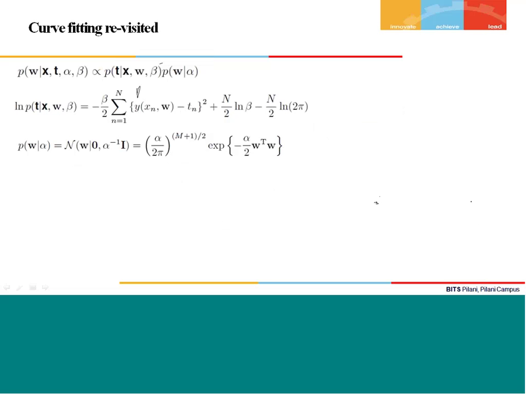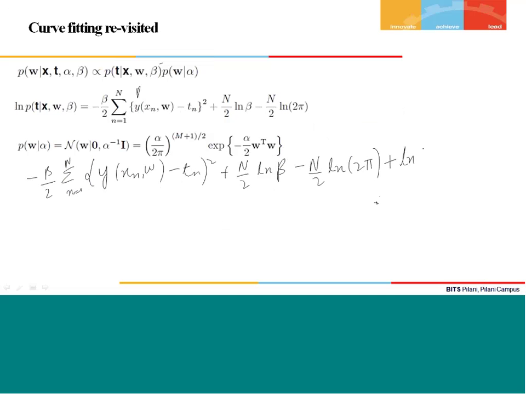So if I write this, the whole expression will be like this: minus beta by 2 sigma n equals 1 to N of y(x_n, w) minus t_n squared, plus N by 2 log beta, minus N by 2 log 2 pi, plus ln of alpha by 2 pi to the power m plus 1 divided by 2, minus alpha by 2 w transpose w. This is the whole expression that I got.